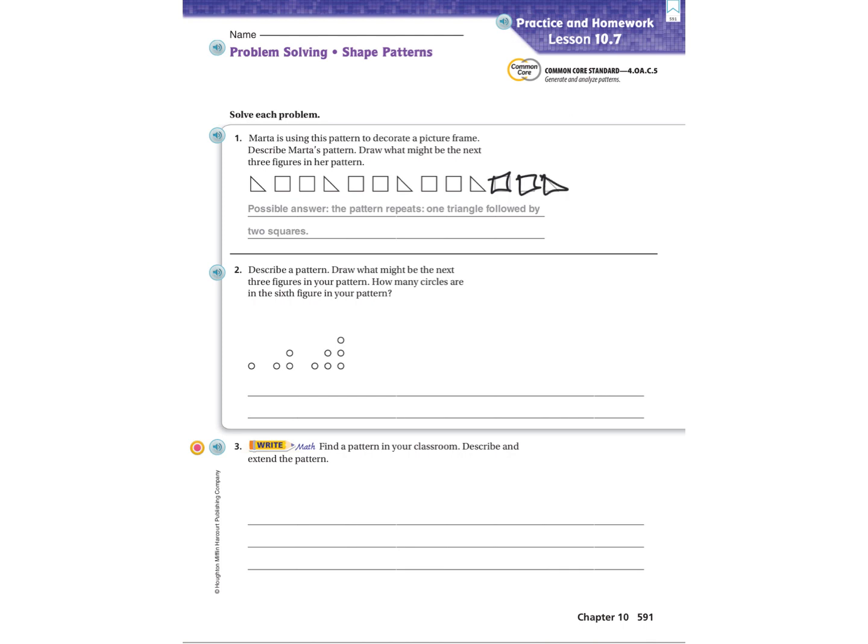And then we just have to describe Marta's pattern. It starts with 1 triangle followed by 2 squares. Would you agree? Yes. Yeah, good.